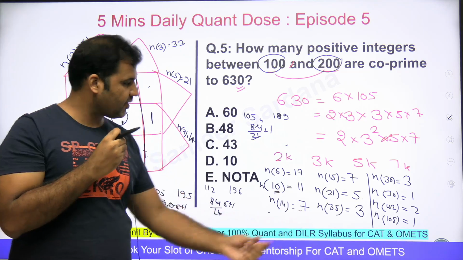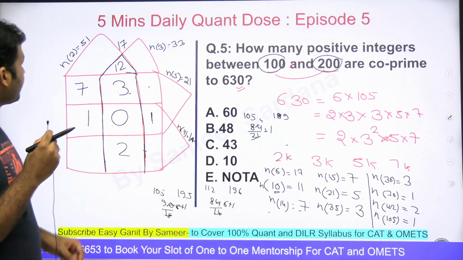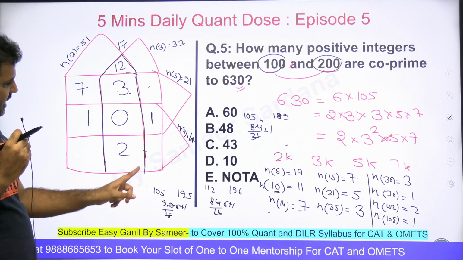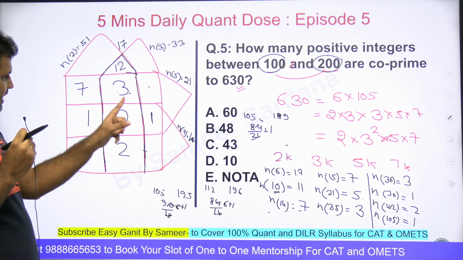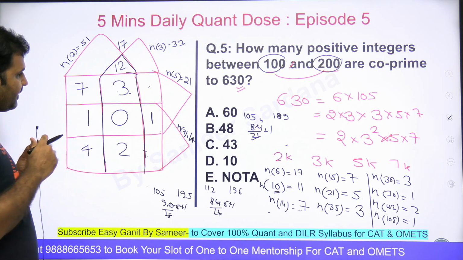And numbers which are the multiple of 14, 14 means 4, 7. 4, 7 के अंदर चार, इनका चारों का टोटल 7 होना चाहिए. Plus 1, 3 हो गया. So this number will be 4, right?